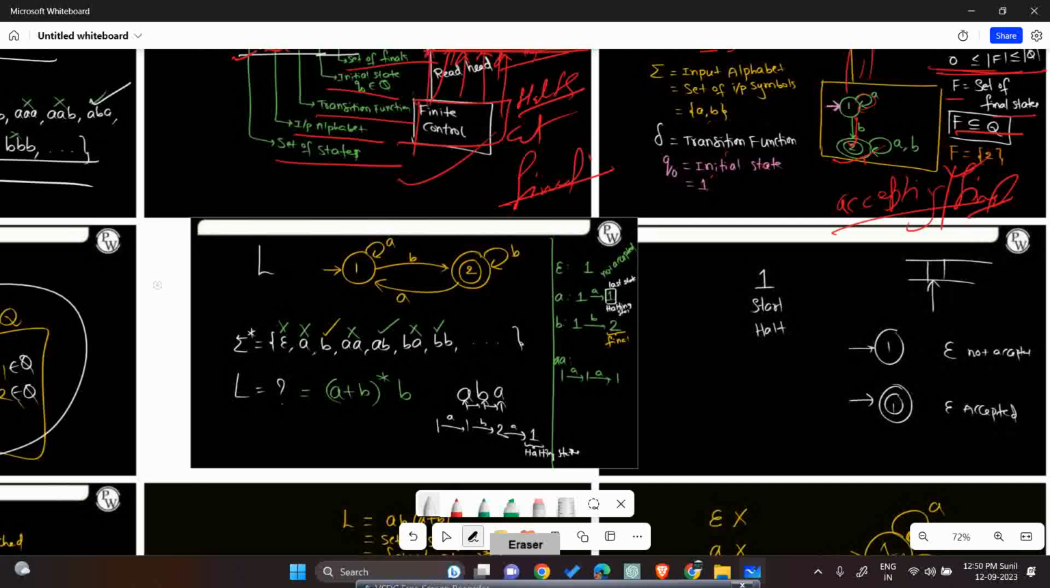So next is L. So we are given a finite automaton, all right, and we are asked to find the language that it accepts. So how can we do that? This is the question.